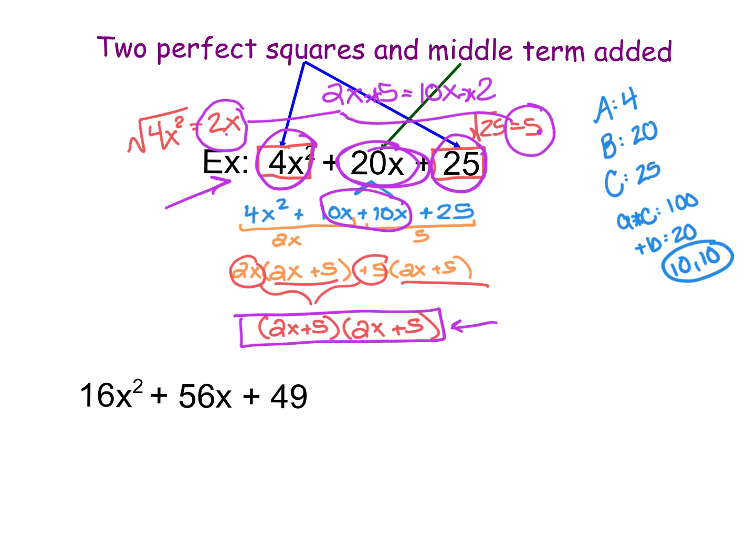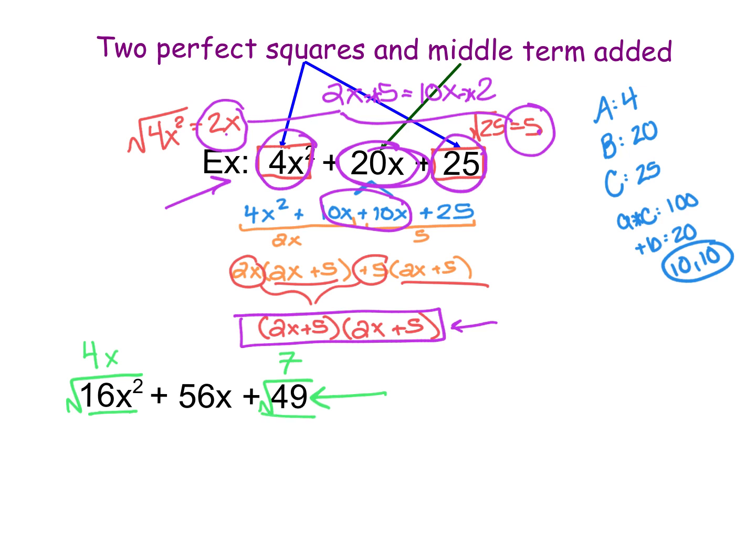So to give you an idea of what this might look like, let's look at this second example here. If we square root this first term, the square root of 16x squared, the square root of 16 is 4, the square root of x squared is x. Then if we look at this third term here, the square root of 49 is 7. So we can see that we have a first term and a third term that are perfect squares.